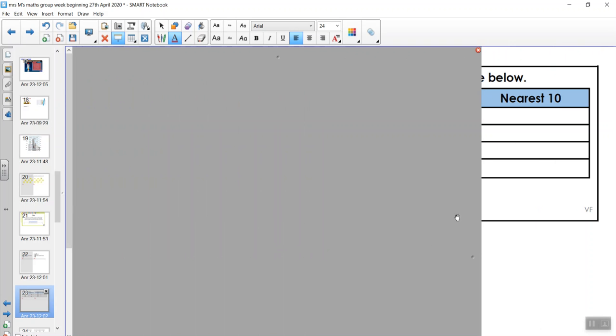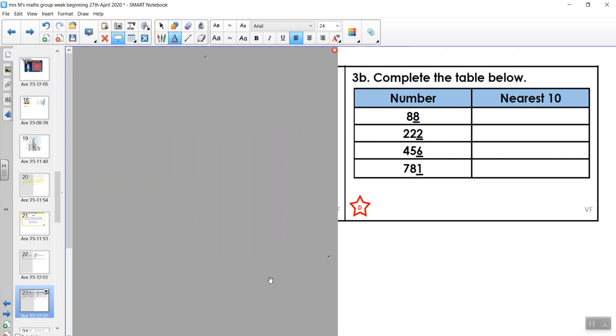Let's try this one. We're going to do the same again. We're going to round the numbers to the nearest 10. Pause the video and have a go. Okay, so 88 rounds to 90. 222 rounds to 220. 456 rounds to 460. And 781 rounds to 780. Well done if you got any of those.